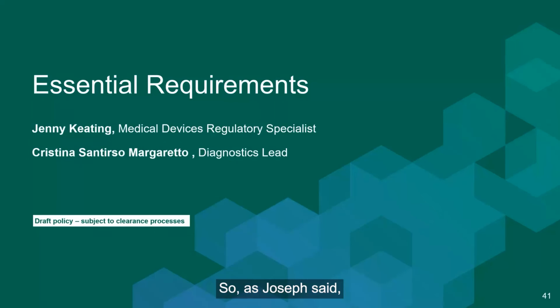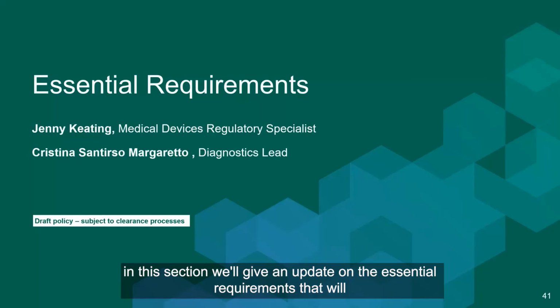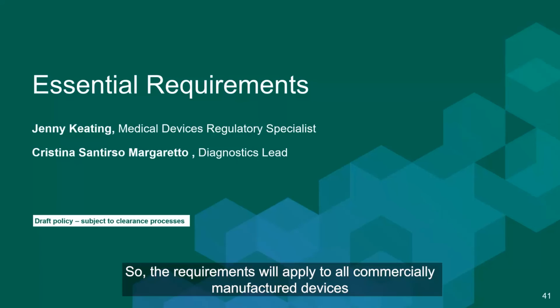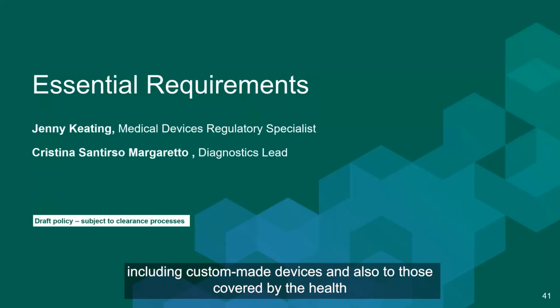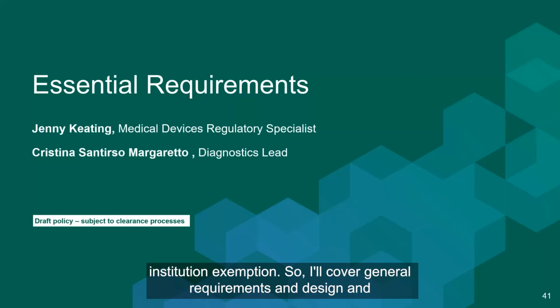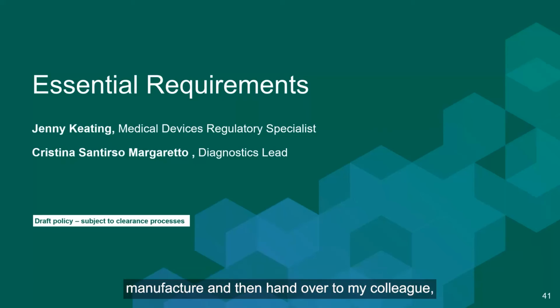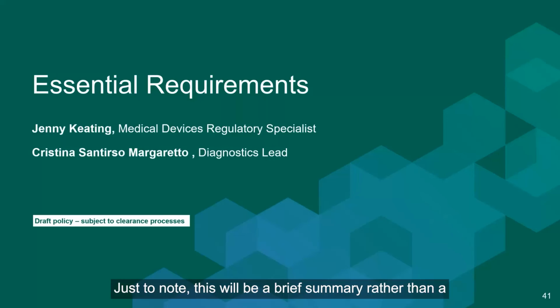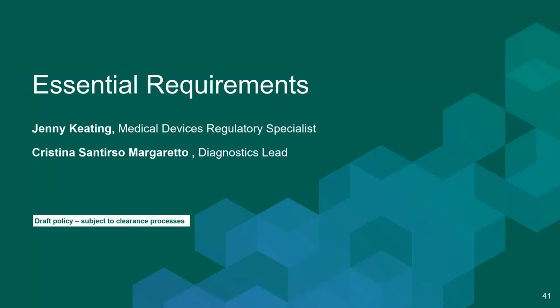Yeah, so as Joseph said, in this section, we'll give an update on the essential requirements that will apply to manufacturers of medical devices in Great Britain. So the requirements will apply to all commercially manufactured devices, including custom-made devices, and also to those covered by the health institution exemption. So I'll cover general requirements and design and manufacture, and then hand over to my colleague Christina, who will cover labelling and instructions for use. And just to note, this will be a brief summary rather than a detailed overview of all the requirements. Okay, next slide, please.